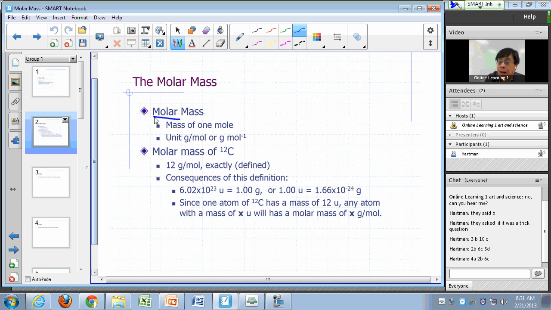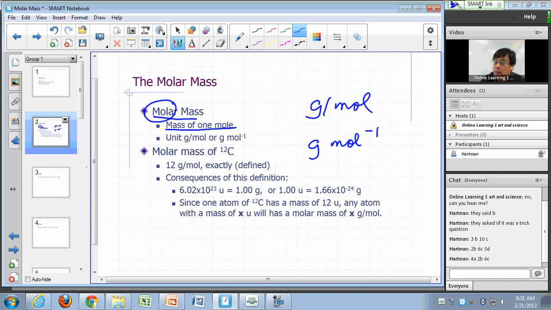The molar mass of a substance or a molecule or an ion is just the mass of 1 mole of that. So anytime you say molar something, that's the value for 1 mole. So molar mass is the mass of 1 mole. The unit for molar mass is grams per mole. You can write it like this, or grams per mole.